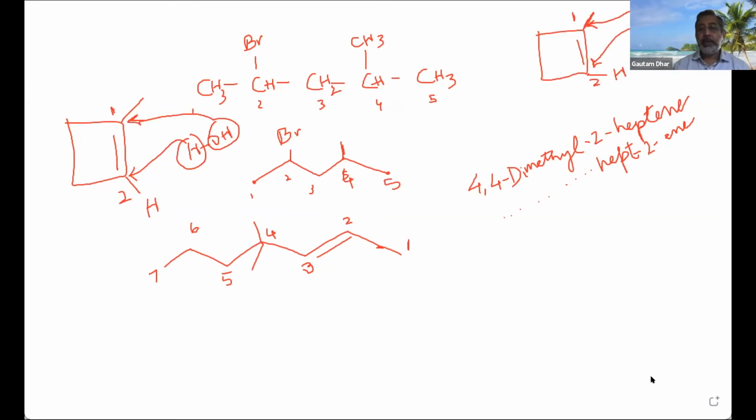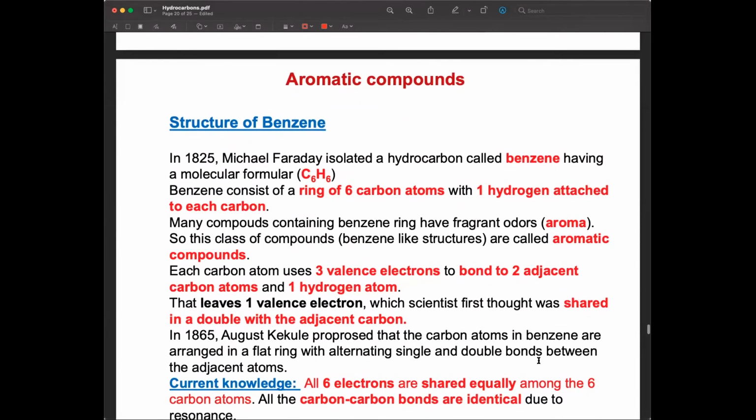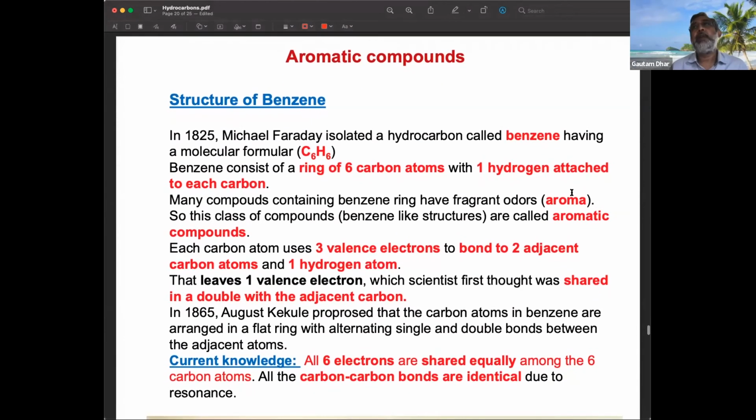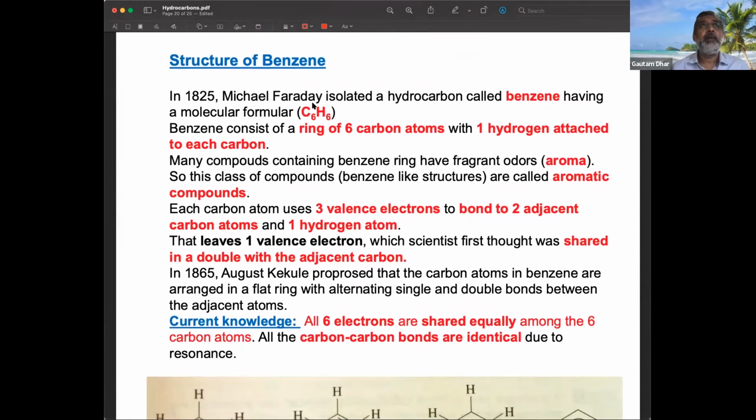Next is aromatic compounds. Aromatic compounds are compounds containing the benzene ring. Now the benzene ring has been quite interesting. Benzene was isolated by Michael Faraday in 1825, C6H6. And for a long time people wondered what the structure could be.